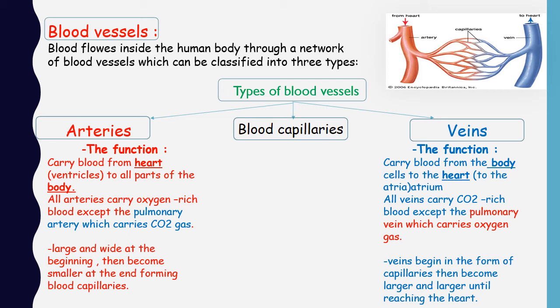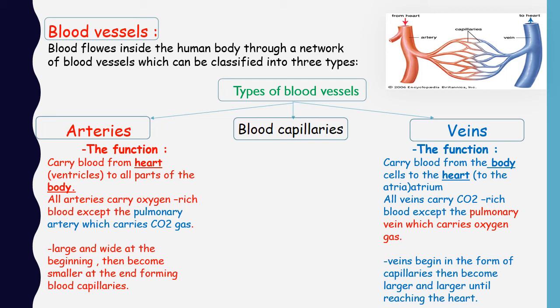Before we talk about the blood capillaries, the vein which is related to the lungs is called the pulmonary vein. What about the other veins? There are two veins which carry the blood to the heart. Those veins enter from the right side because they bring blood rich in carbon dioxide, and the right side is rich in carbon dioxide. Those veins are called superior vena cava and inferior vena cava.